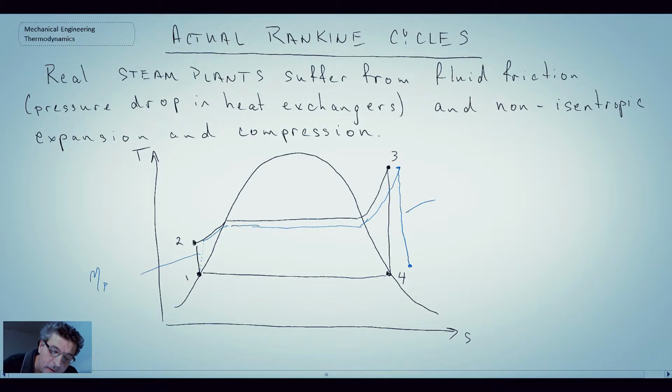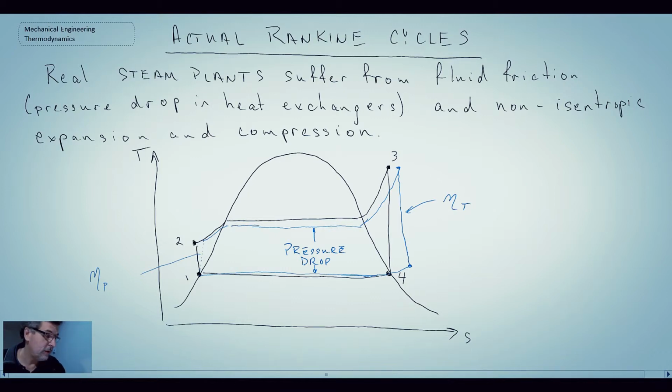And so this here would be the adiabatic efficiency within the turbine, so the component efficiency. And then finally, we go into the condensing unit, and again, we will have pressure drops. And so the pressure will drop down. And so we have a difference between our ideal cycle and the real world cycle, as illustrated by the difference in the blue line from the black line.